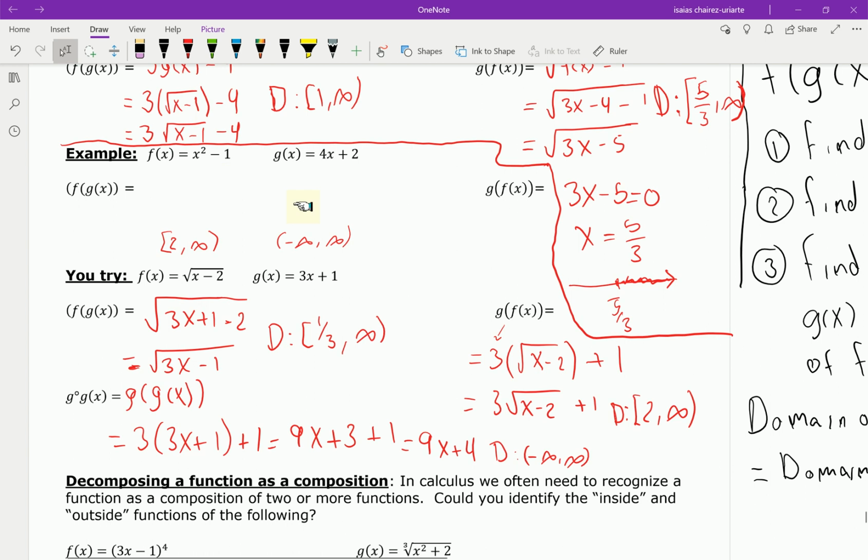This next example, I'll leave it up to you to work out. I'm going to move on to the next one because I think the next one is more interesting.